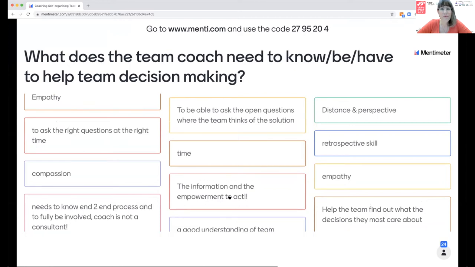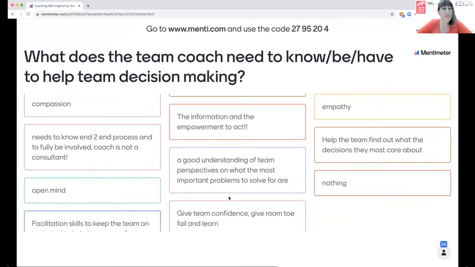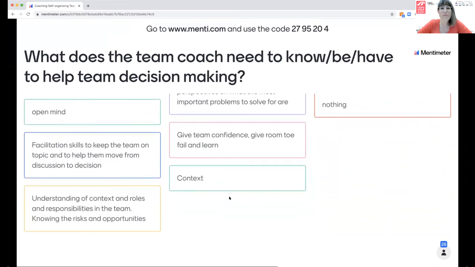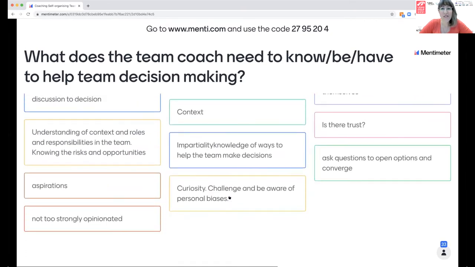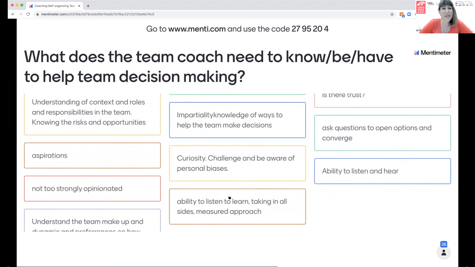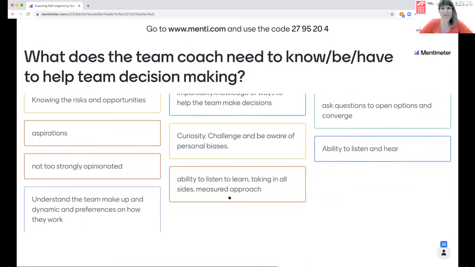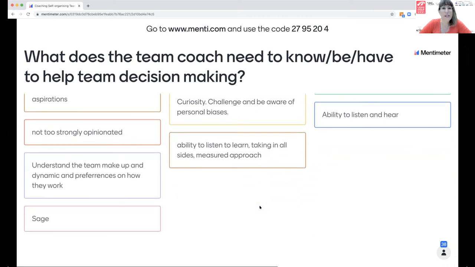Brilliant. I love that answer, nothing. That is a really deep answer, because at the end of the day, you don't actually need to know anything. I suppose you need to be something, which you probably do need to be brave, particularly if you're going in thinking that you don't need to know anything. So you do need to be brave, and you need to put aside your own fears and biases if you can. And that's pretty difficult when helping teams make decisions.